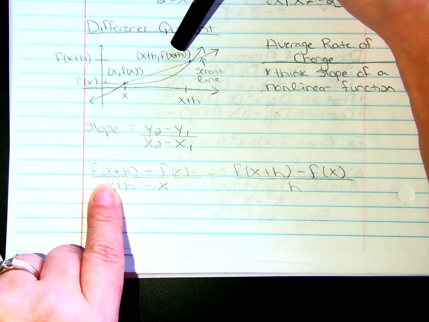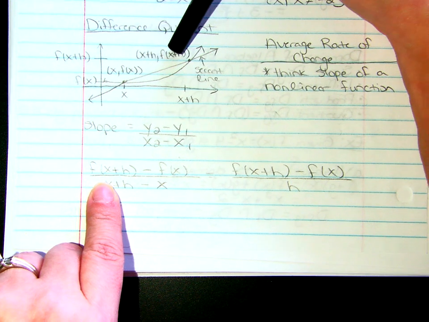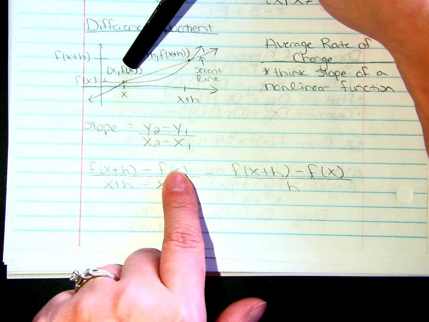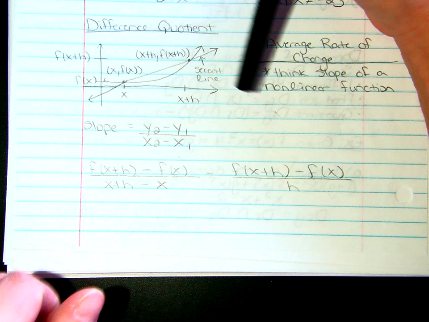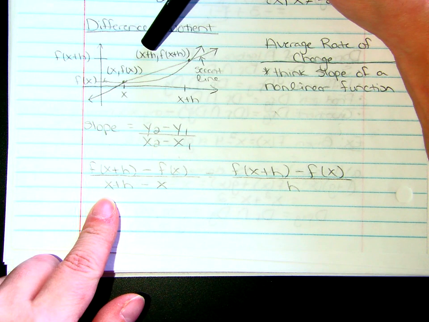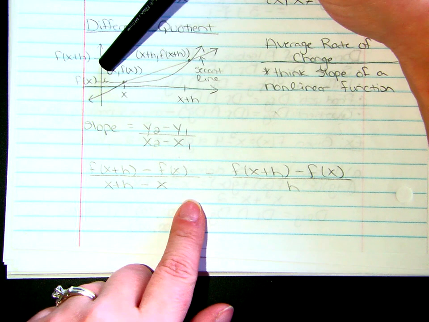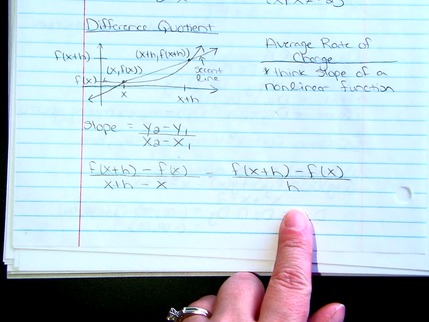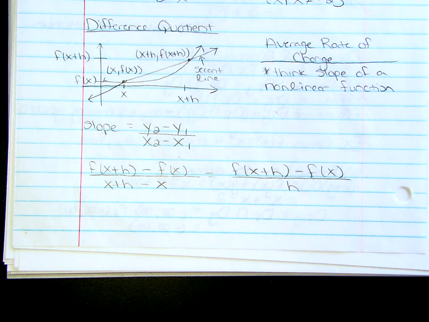So we're taking the y2, which is the f of x plus h, minus the y1, which is your f of x, all over your x2, which is the x plus h, minus your x1. And when we do that, the x's on the bottom go away, leaving us with this difference quotient. Again, you don't have to derive the difference quotient.